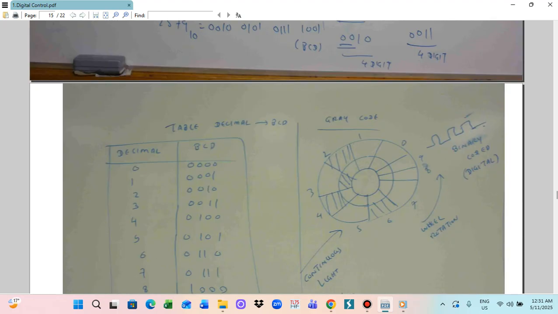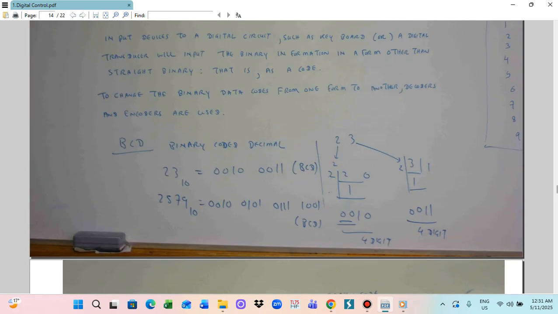Any data within the digital circuit is comprised of 1 and 0. In the digital system, only 1 and 0 are working. All those input devices may display the data in various forms, such as octal or hexadecimal form. Input can be decimal or hexadecimal. When you use the keyboard to enter data, you need to enter the decimal number. In devices in the digital circuit, such as a keyboard or digital transducer, we input the binary information in a form other than straight binary.